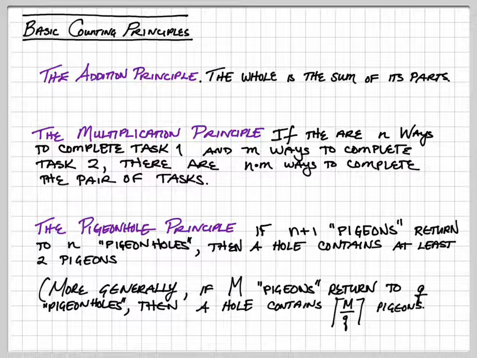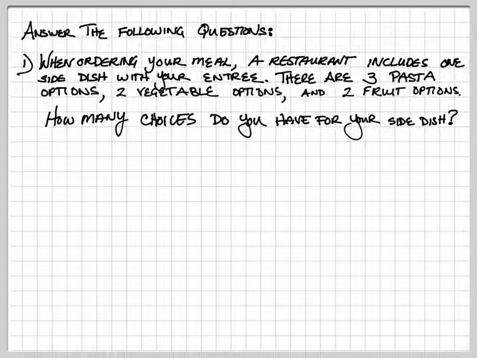You can generalize the pigeonhole principle to m pigeons returning to q pigeonholes. Then a hole has to contain m divided by q rounded up, because we can only have integer numbers of pigeons. Let's see these principles in action.